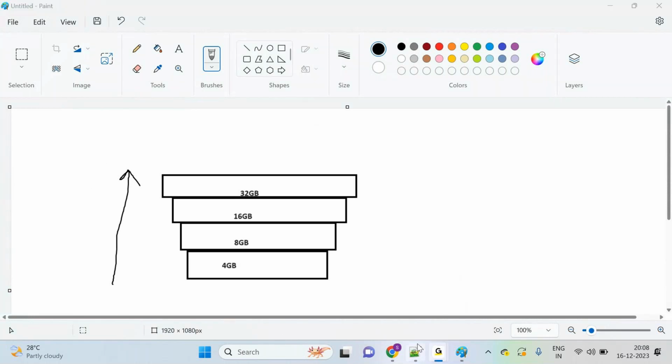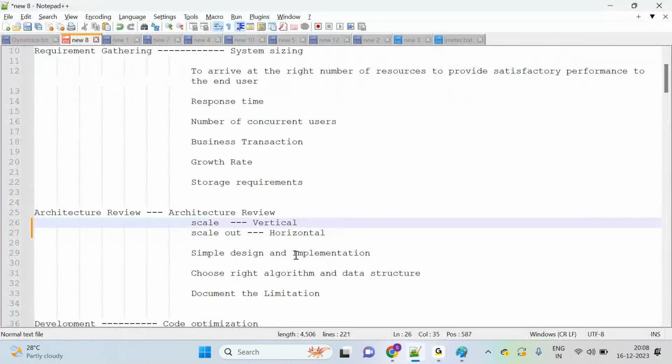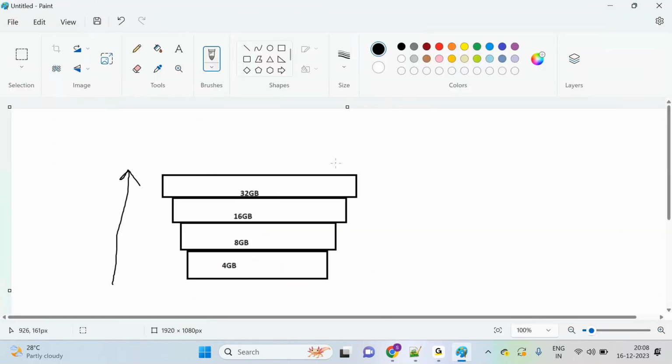Instead of wording confusion, I'll say scale up and scale out so that you can easily understand it. Scale up, which is vertical scaling. Vertically, you are increasing your configuration. Say at a certain point of time, you cannot increase your configuration. Maybe your chipset or your motherboard is not supporting it, right?